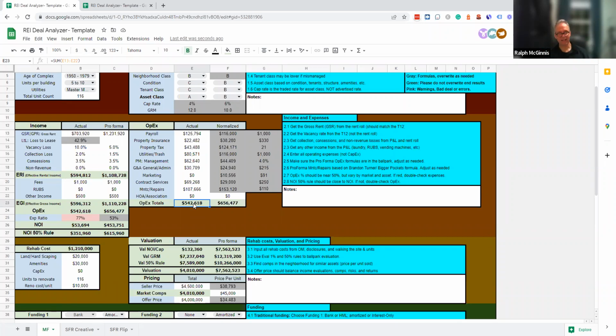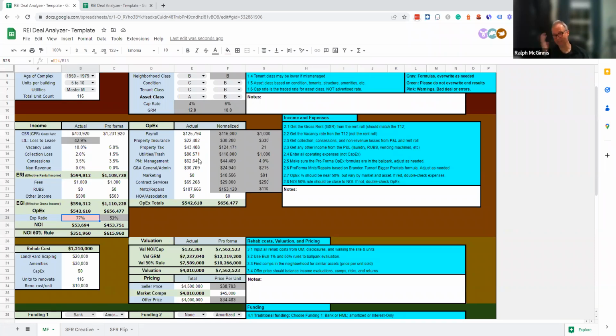So once you get that number, you're going to see over here, this OpEx is reflected back from here, and there's going to be an expense ratio. Typically, you can expect the expense ratio to be about 50%. It might be 40, it might be 60, but if it's outside of that range of 40 to 60, then there's probably something wrong. Maybe it's too high, maybe it's too low. Like 77 is super high. So it's like, okay, why are their expenses so high?